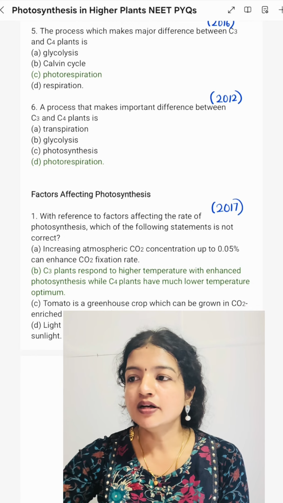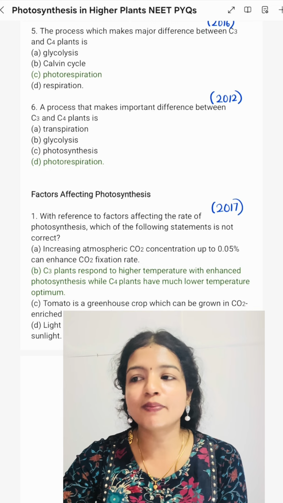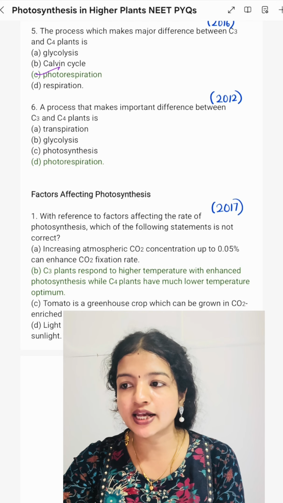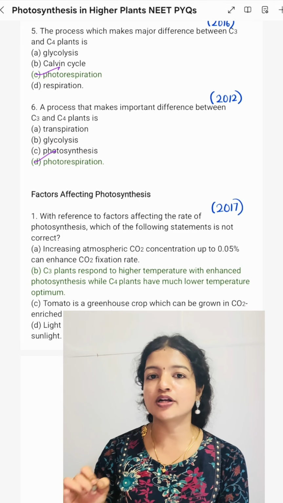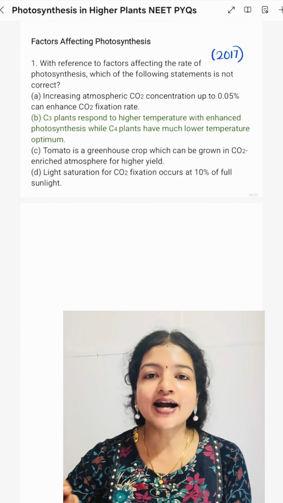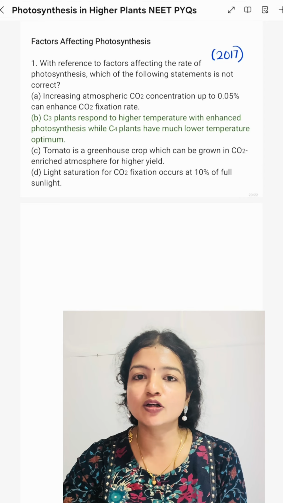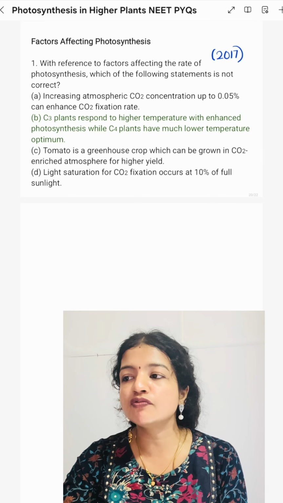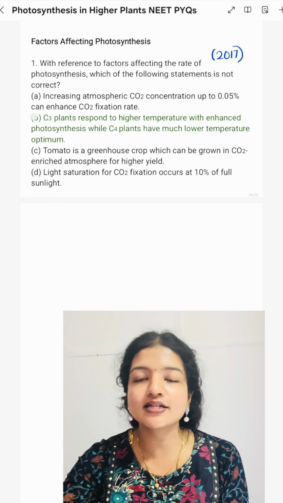Then fifth question, the process which makes major difference between C3 and C4 plants is photorespiration. Option C. They have asked this question repeatedly. A process that makes important difference between C3 and C4 plants is photorespiration. This is an important question. Okay. Then let's see the question asked from factors affecting photosynthesis. NEET 2017, this question was asked. With reference to factors affecting the rate of photosynthesis, which of the following statements is not correct? So in the given options, option B is the incorrect statement.